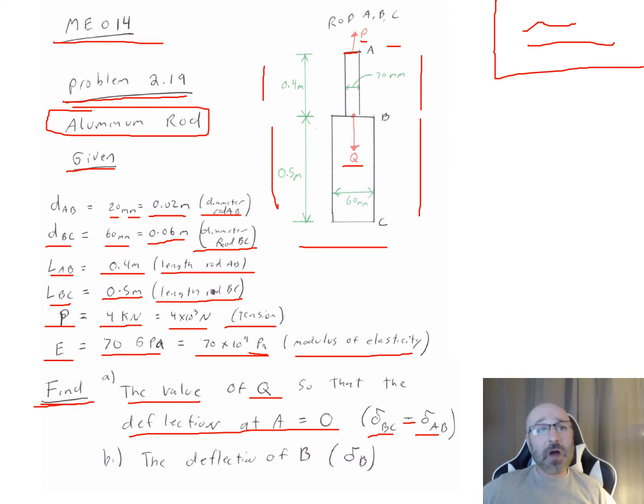The second part, part B, they want us to solve for the deflection at point B. So we're going to show in part A that point A doesn't move and find the value of Q such that point A doesn't move. If point A doesn't move, then we're going to see that this goes into compression in order for that not to move. So how much does this go into compression by? What is our deflection of point B?